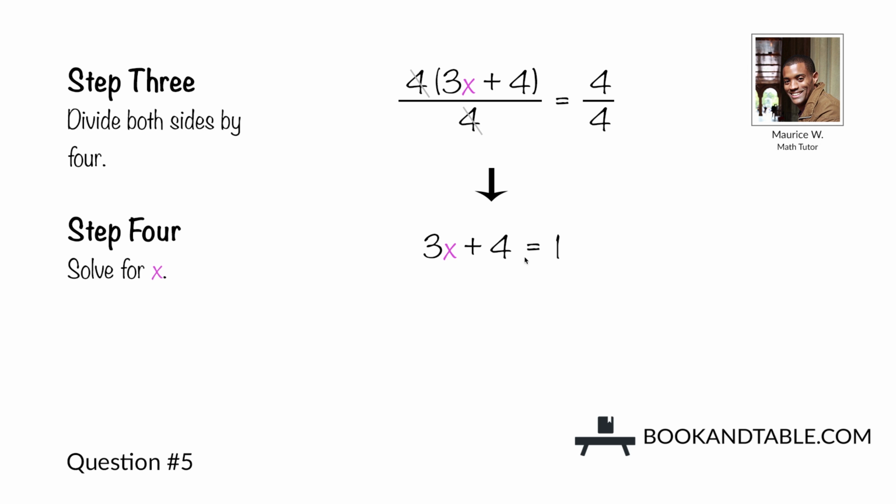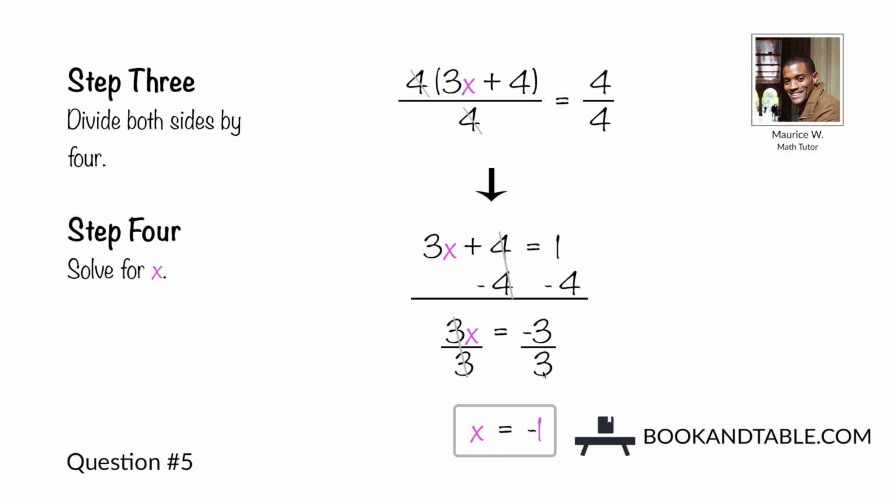Step 4, now we can solve for x. So we can subtract 4 from both sides to get rid of this constant, plus 4, leaving us with 3x on the left side and 1 minus 4, which is equal to negative 3 on the right side. To get rid of this coefficient of 3, we'll divide both sides by 3, giving us an answer of x is equal to negative 1.